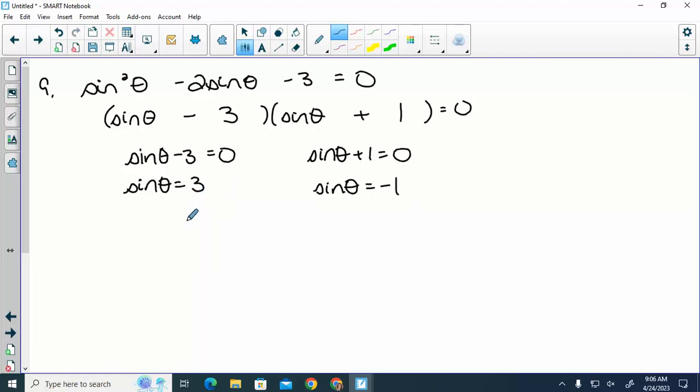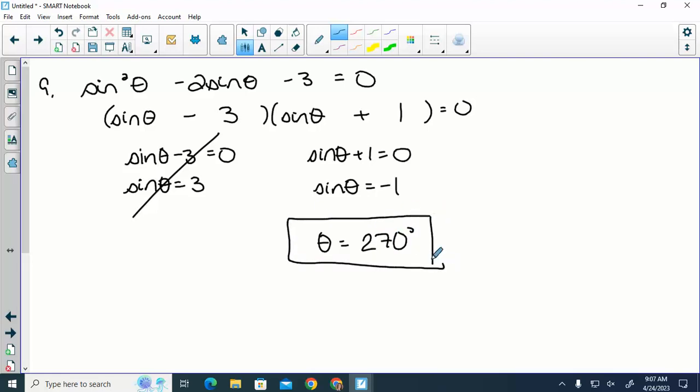Can sine be positive 3? No, sine can only be things between negative 1 and 1. So that one doesn't work. Can sine equal negative 1? If you think about your unit circle, sine is the y. So when is y negative 1? And that's our only answer.